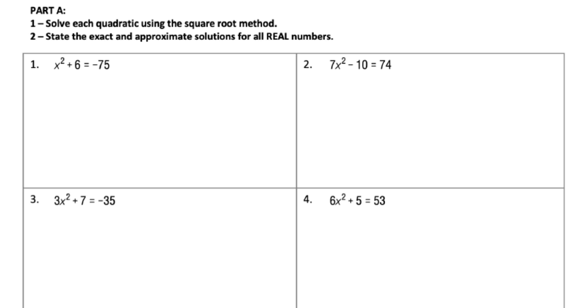So for these ones, they want us to solve each quadratic and then state the exact and approximate for any real numbers. So we only do that for the real answers. If they're complex, we don't need to do that.